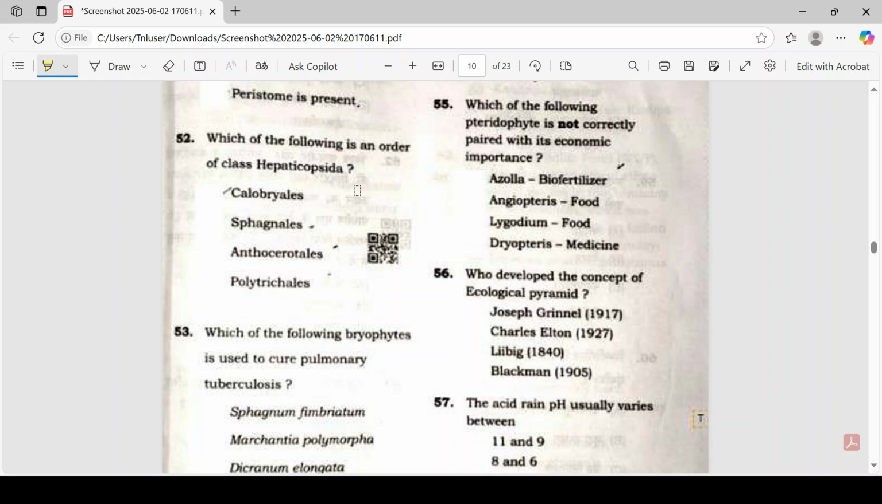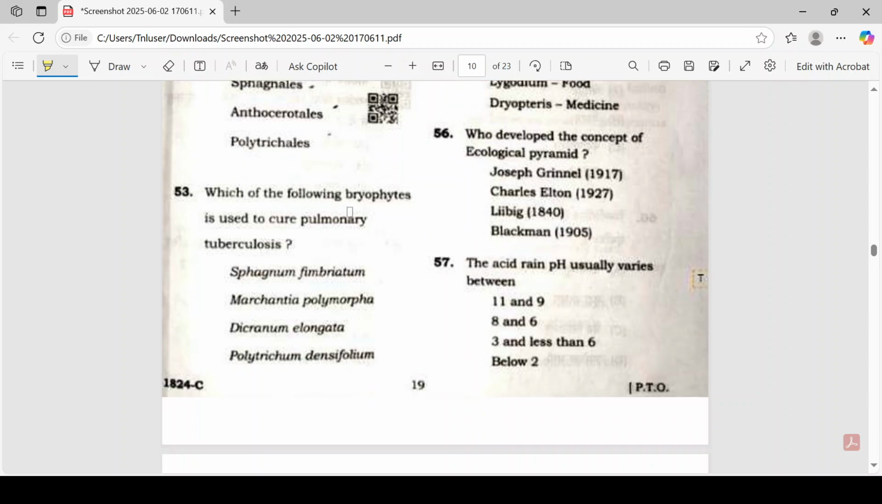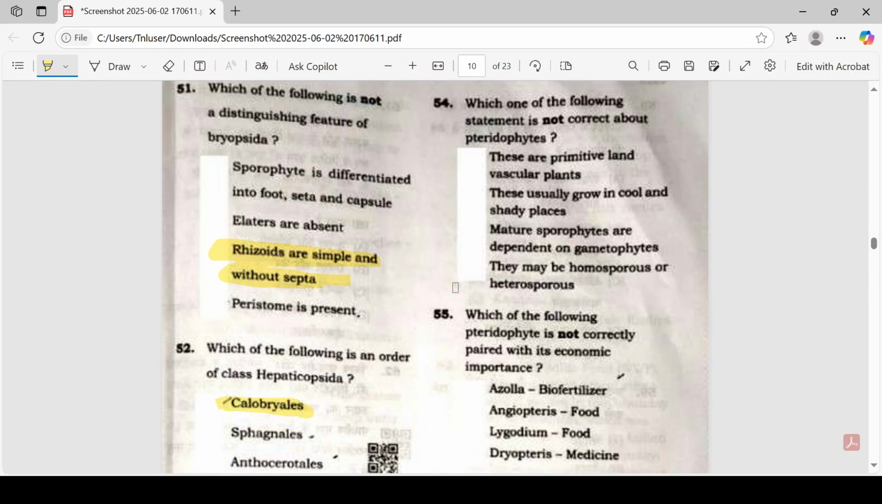Which of the following is in order of class Hepaticopsida? The correct answer will be Calobriales. Easy question. Question number 53. Which of the following bryophyte is used to cure pulmonary tuberculosis? And the correct answer for the question will be Marchantia polymorpha. Option number B.